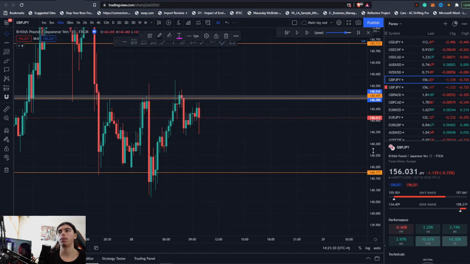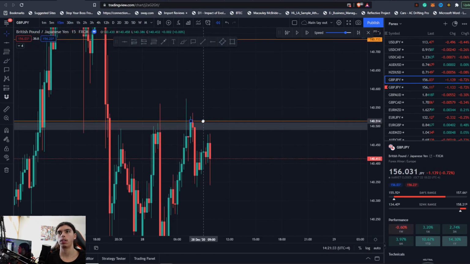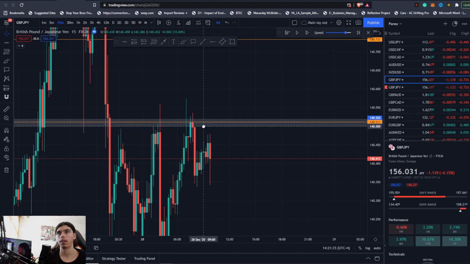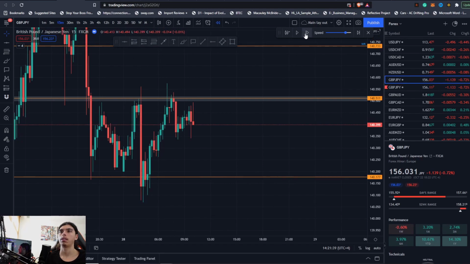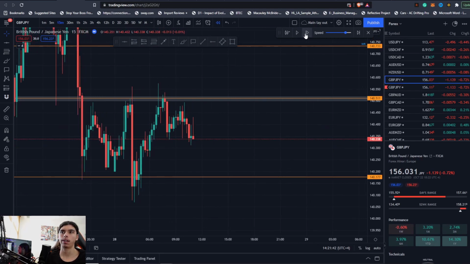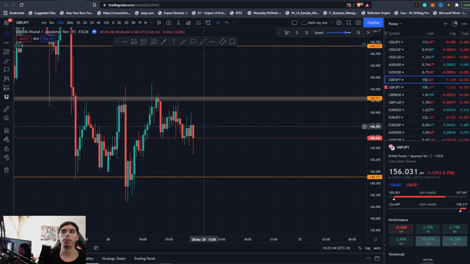So 15-minute, let's adjust our zones here. Let's adjust this to the 15-minute high, and let's continue and see what we have, right? So let's see, nothing. You don't want to be trading in here, guys, right?